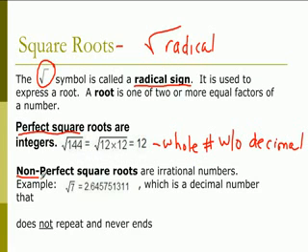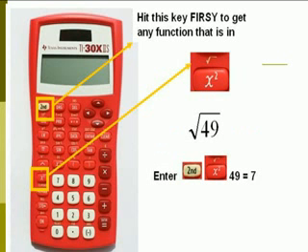Now we have non-perfect squares. Non-perfect squares are square roots that are irrational because they have decimals that never end, and the decimals do not repeat. So a perfect square has no decimal. A non-perfect square is a decimal number.